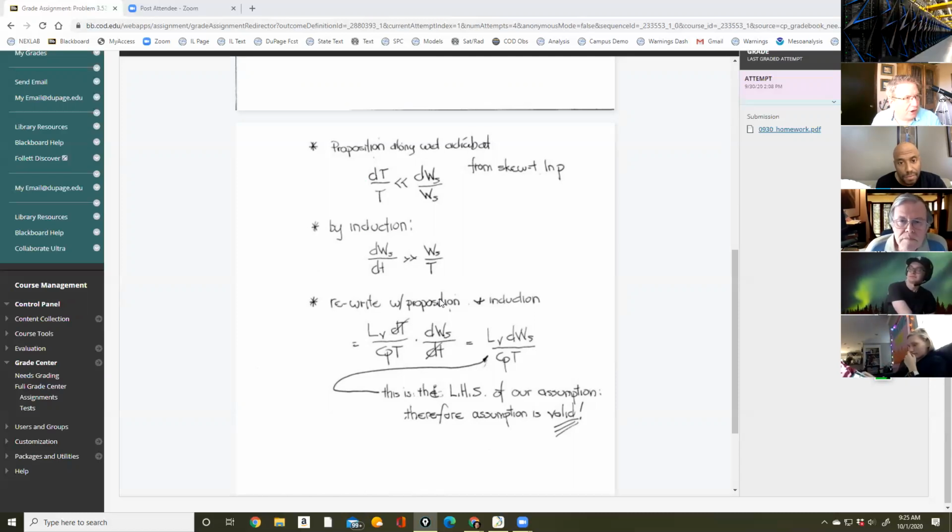Now I'm not saying that all teachers do this, but I know a lot of teachers would go, and then dW sub S over dt is a lot bigger than W sub S over T. And then they just keep going on. And most students would sit there and say, what? I don't know why that is, but I'm not going to say anything in class. And so there's no learning.